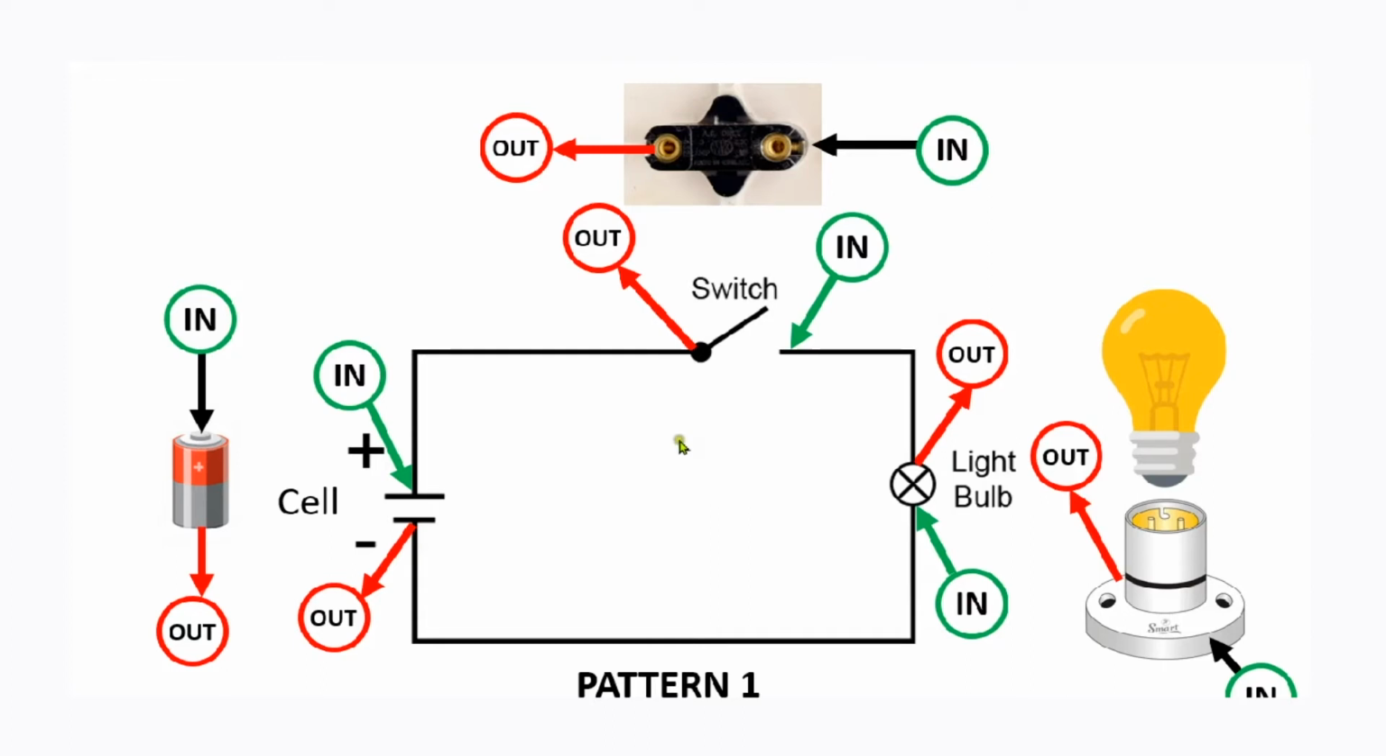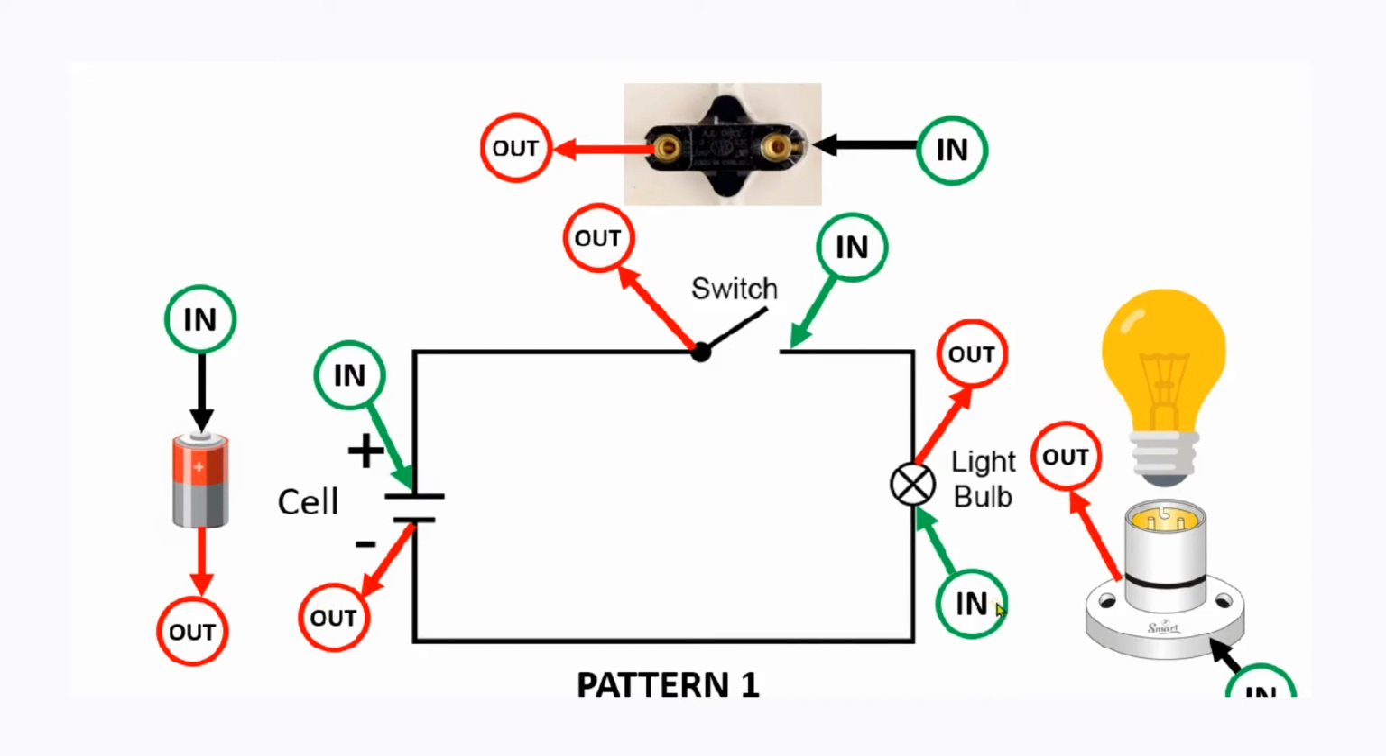Now we're going to come to our first pattern when we are learning about pattern learning. In the first pattern, I've brought our picture of a cell, our picture of a switch, and our picture of a lamp holder, just so that you can see clearly what we are referring to. Coming to the cell, there is a conductor that comes in and there's a conductor that goes out. Now in my circuit diagram, I've also indicated that. There's one conductor that comes into the cell, one conductor that comes out.